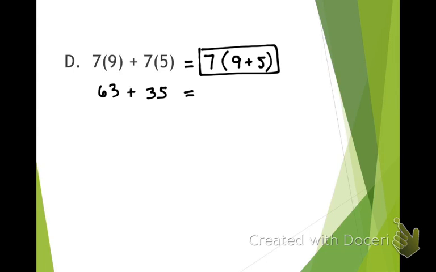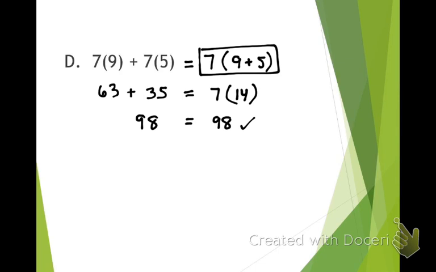Next up, Michael. What do I do first on the right-hand side? You add. What should I add? No, the 9 and the 5. 9 plus 5. What's 9 plus 5? 14. Okay? Because parentheses tell me, do me first before I do anything else. Now let's go to the next part. Alex, what's 63 plus 35? 98. 98 is correct. And Emma, what is 7 times 14? 98. Guys, does 98 equal 98? Yes. So give yourself a mini check mark, checking off that 98 does equal 98.